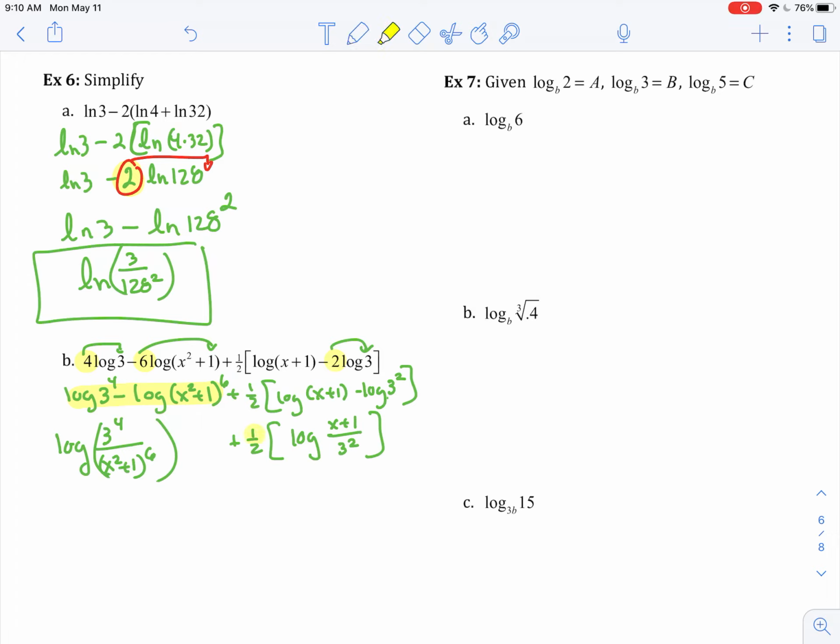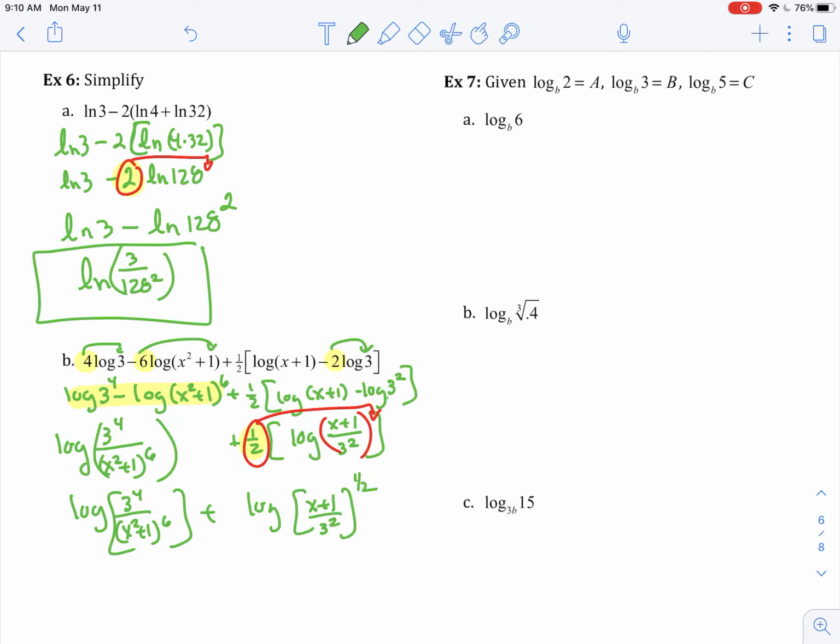And now here, we have a coefficient in front of that log, which means that coefficient can come back up as an exponent around that quantity. So I'm going to now rewrite that. We have the log of 3 to the 4th over x squared plus 1 to the 6th plus the log of x plus 1 over 3 squared raised to the 1/2.